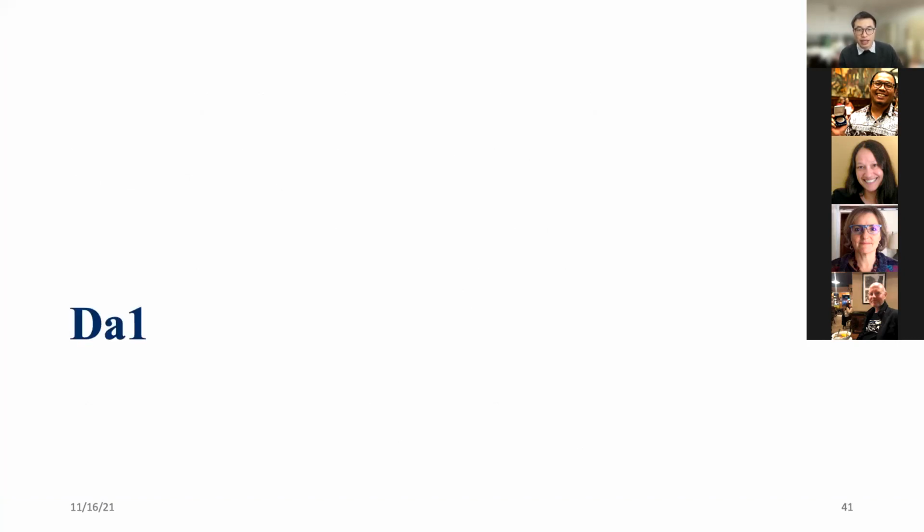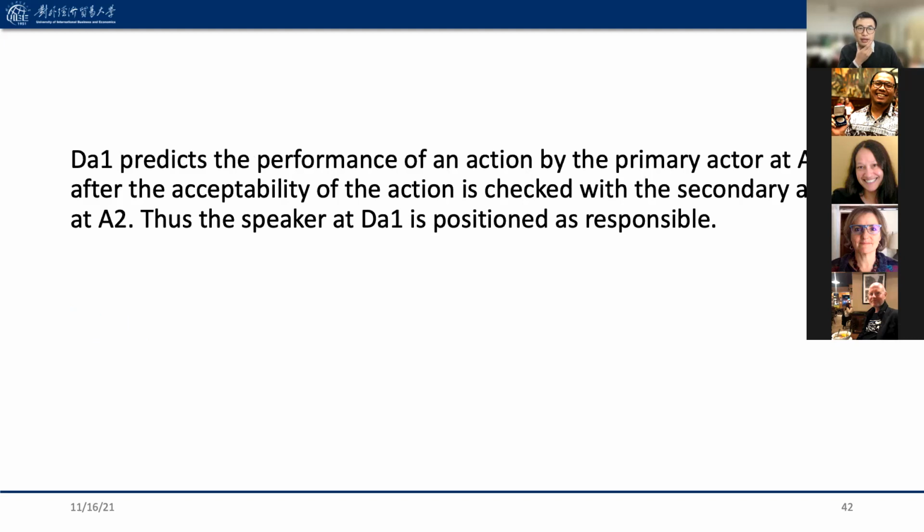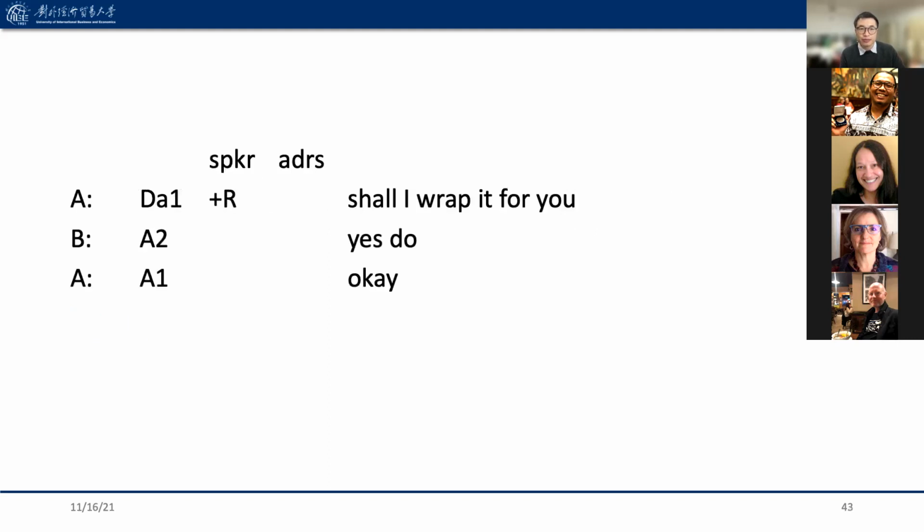Okay, now let's take a look at DA1. DA1 predicts the performance of an action by the primary actor at A1 after the acceptability of the action is checked with the secondary actor at A2. So at this DA1 slot, the speaker checks whether an action is okay or not, and then performs the action. So therefore, we can say that at the DA1 slot, the speaker is positioned as responsible.